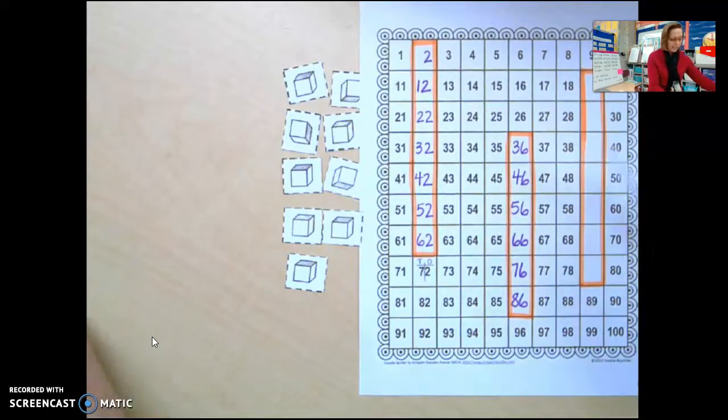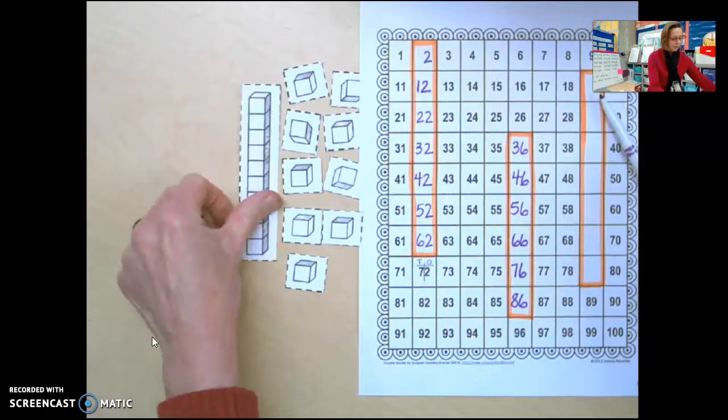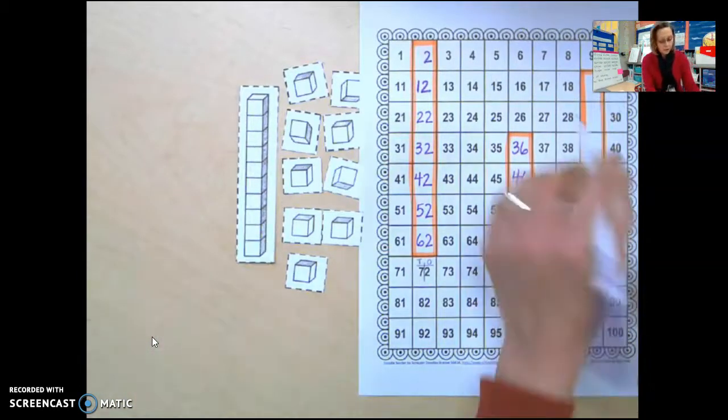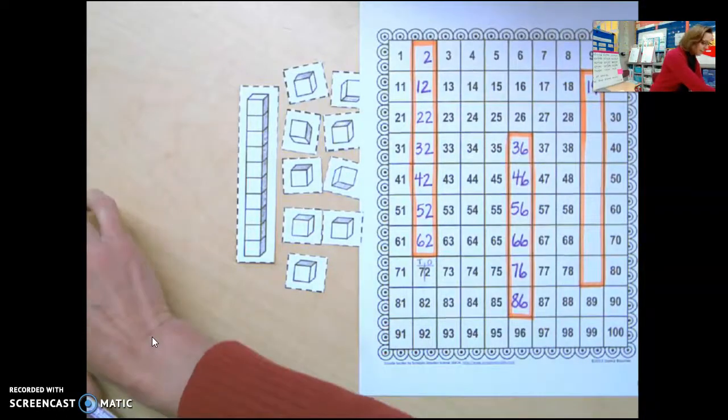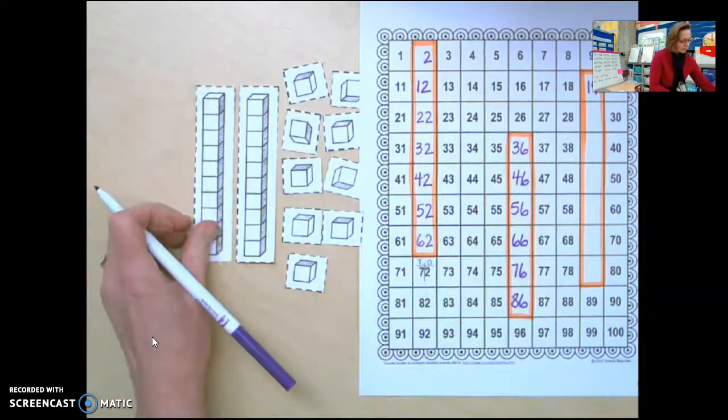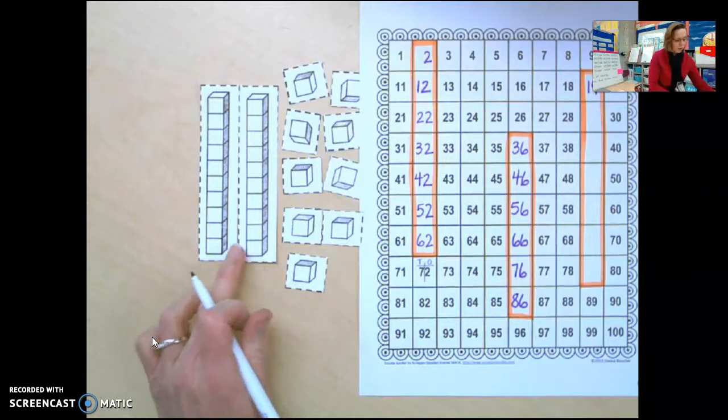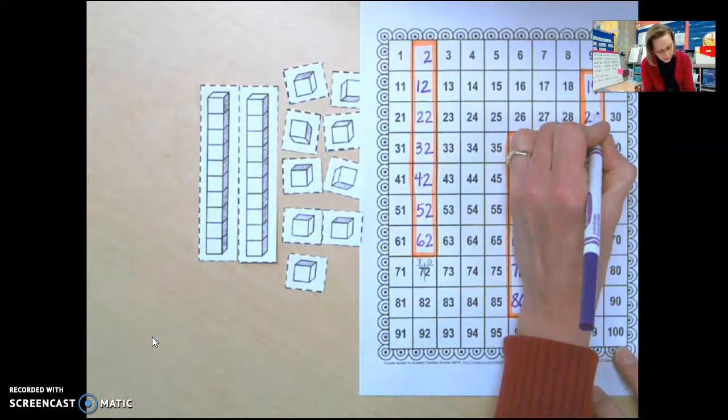We need to add a 10 stick because we're going 10 more. Ooh, a teen number. That's 19. And then we got another one. Trying to keep this one video, guys. So now we've got 2 of those. That would be a 20, 29.